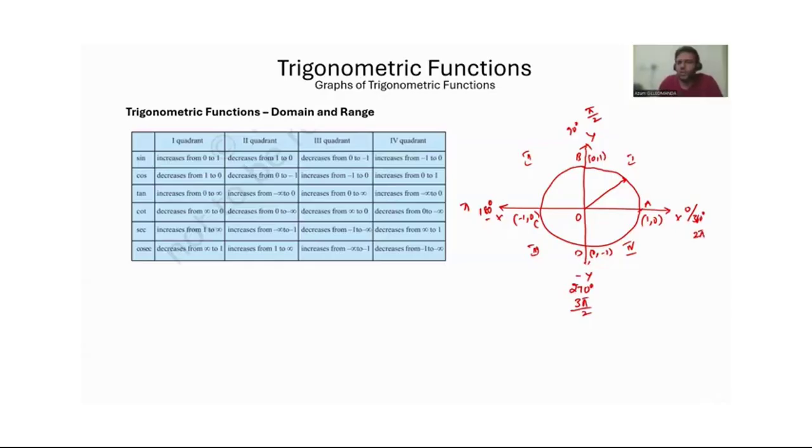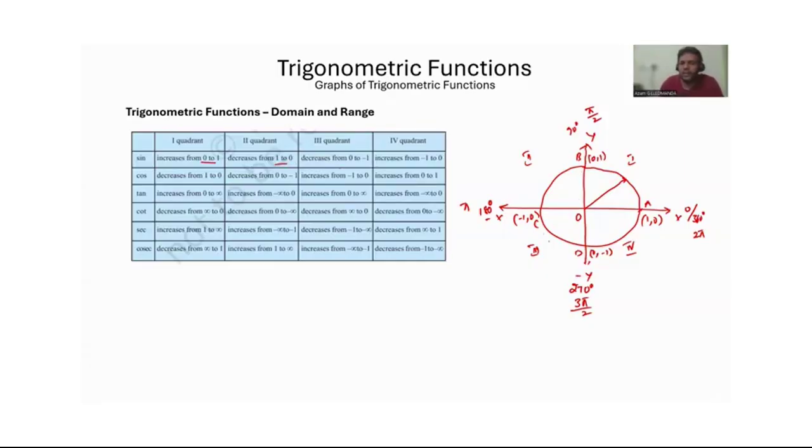Now sine value, what is happening to the sine value? Sine value is nothing but the y coordinate, right? So it is increasing in the first quadrant from 0 till 1. That's what it states. See, it is increasing from 0 to 1. And similarly, what happens in the second quadrant? The y coordinate decreases from 1 to 0.